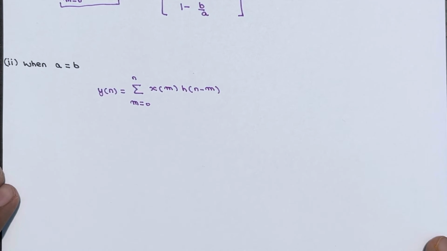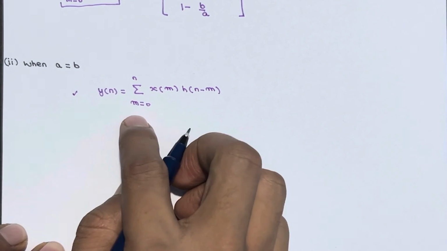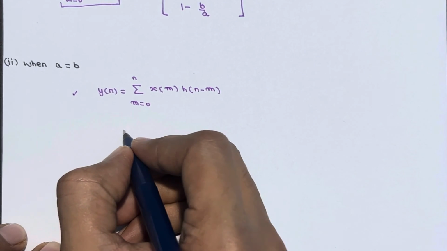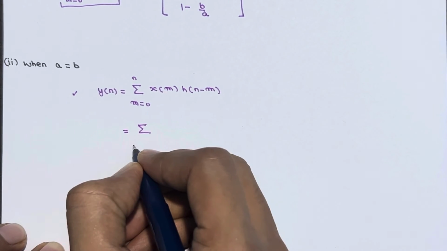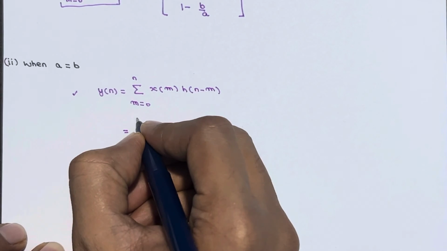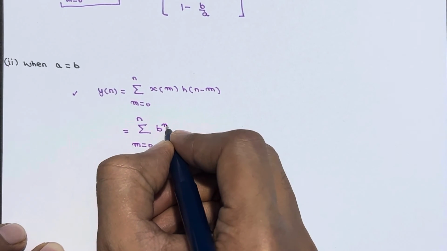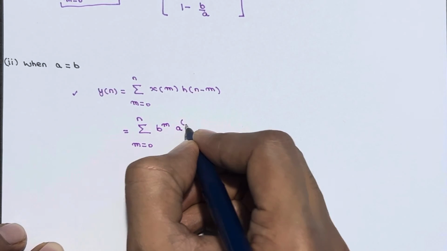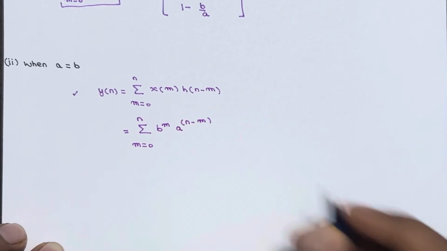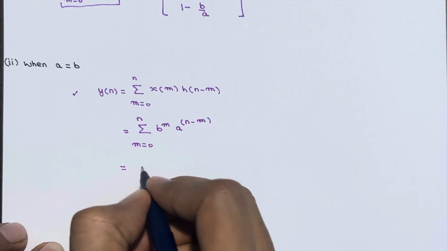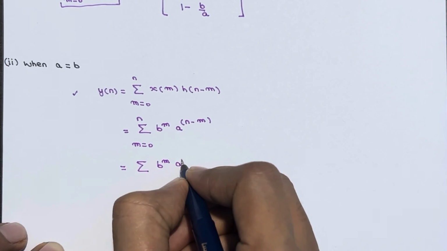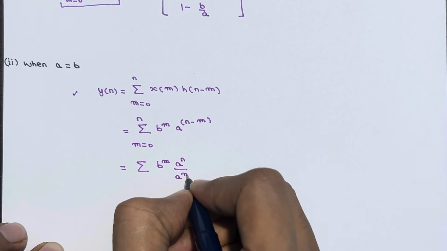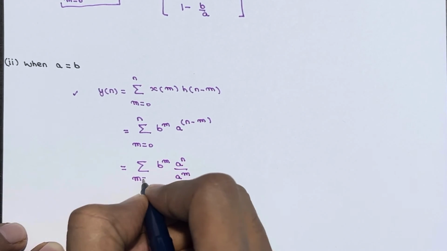Now let's go to the next. The second case is when a is equal to b. We already know the formula. Now in this case a is equal to b, so this will become summation of m equal to 0 to n, b to the power m into a to the power n minus m. Clear? Now this will be equal to summation of b to the power m into a to the power n divided by a to the power m, and the summation limit is m equal to 0 to n.